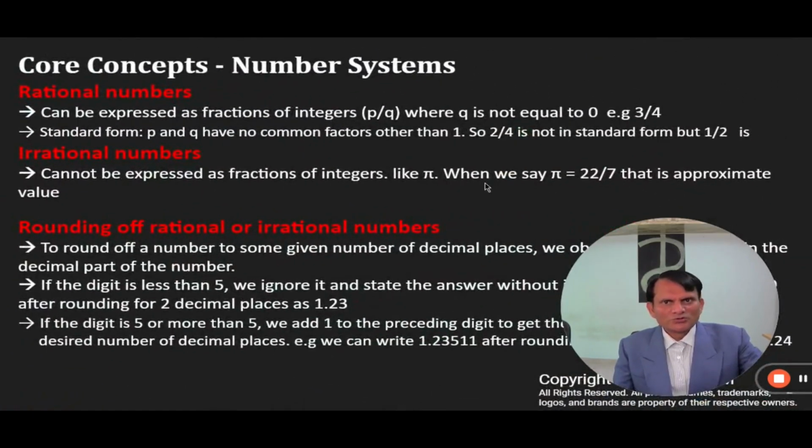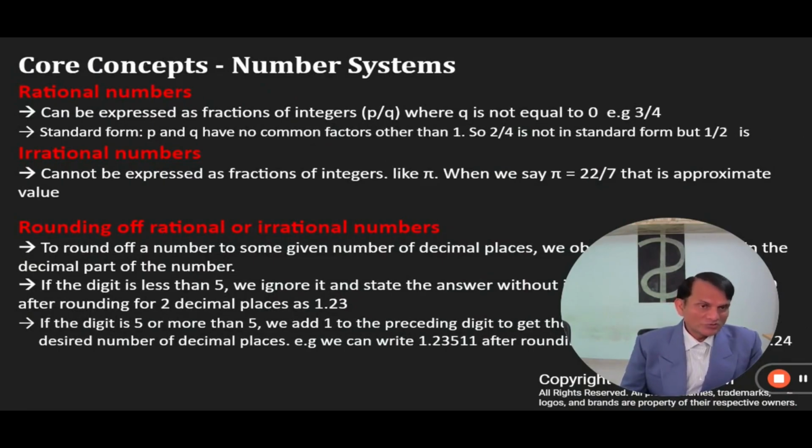Then let us see the core concepts of number system. Rational numbers. It can be expressed as a fraction of integers like p by q, where q is not equal to 0. For example, 3 by 4. A standard form of rational numbers: p and q should not have any common factor other than 1. So 2 by 4 is not in a standard form, but 1 by 2 is.